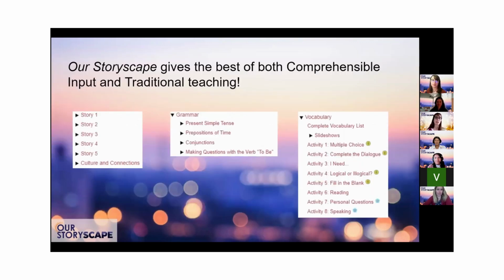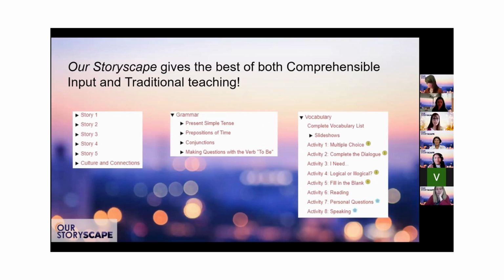So that it really does seem like a huge mind shift, like, oh, I don't know if I can do this comprehensible input stuff. So to allay some of your fears, we do give you the best of both worlds in our Storyscape. So you do get the comprehensible input, but you also get the traditional teaching. So you don't have to be all in with comprehensible input right now. You can ease yourself into it, and then you've got that traditional teaching that you can fall back on.